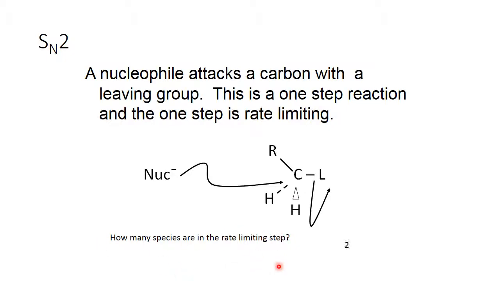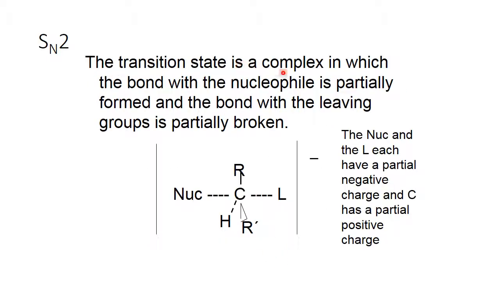And so here's the question: how many species are in the rate limiting step? Two. The transition state is when bonds are being broken as the new bonds are forming. It is a complex where you have a partial bond here and a partial bond here. Notice that we have these lines over here and a negative. This entire thing has a negative charge.